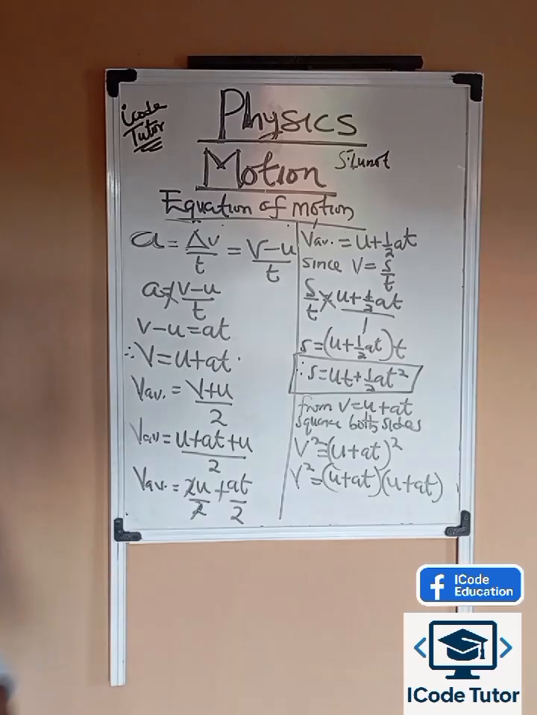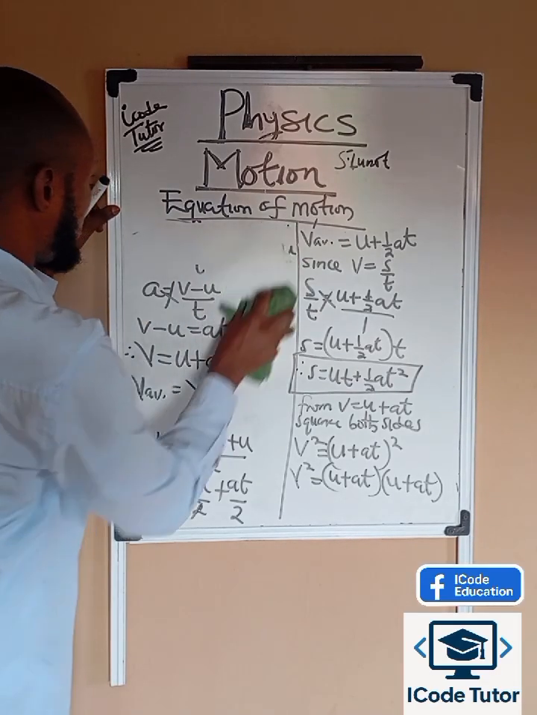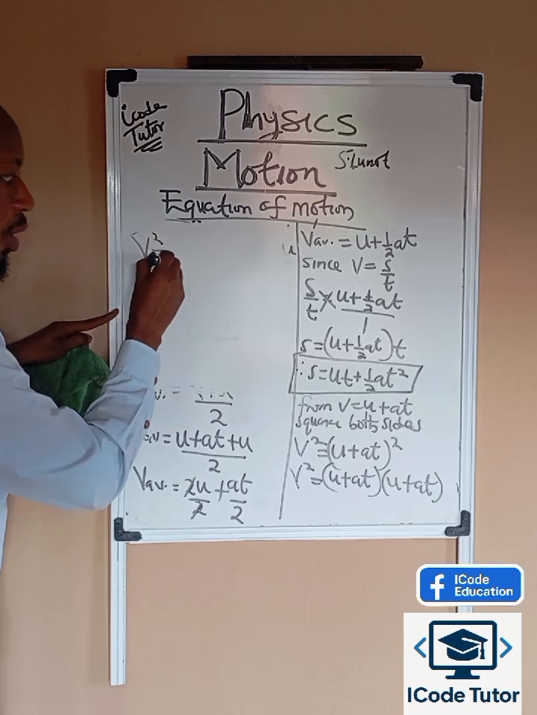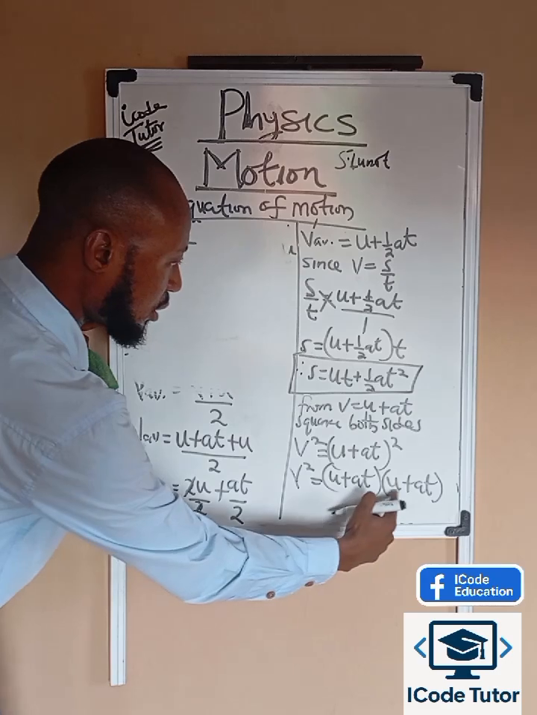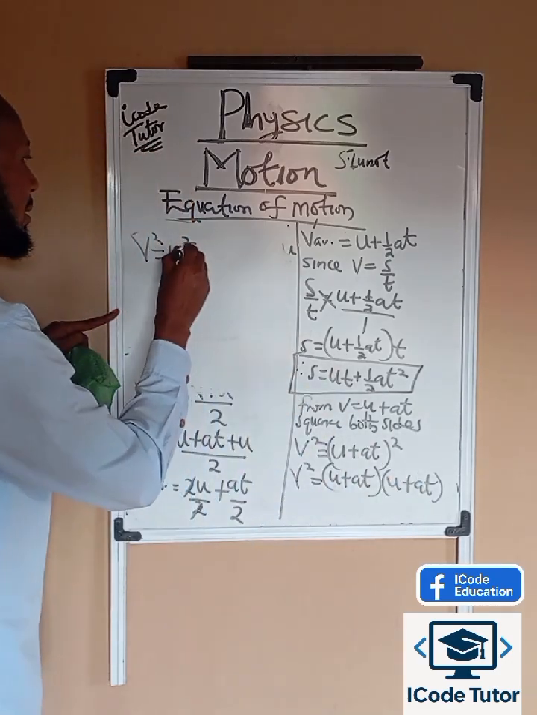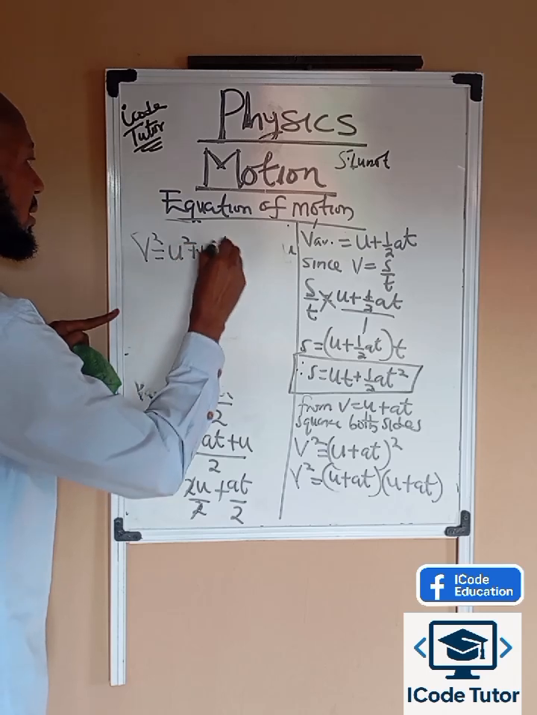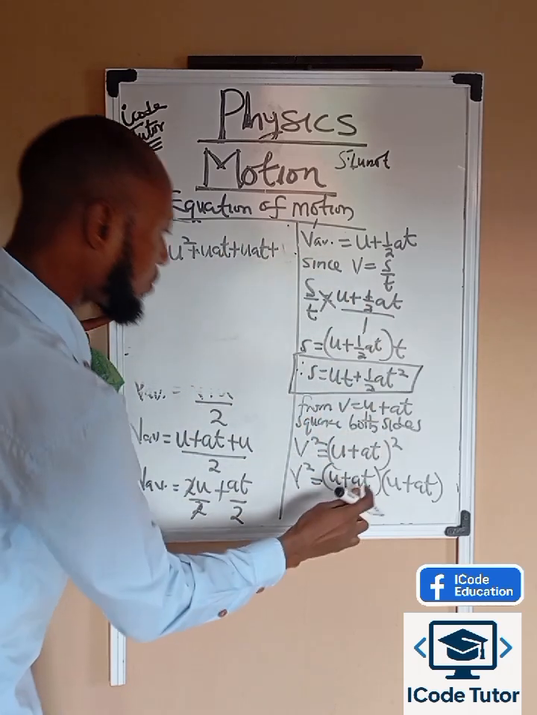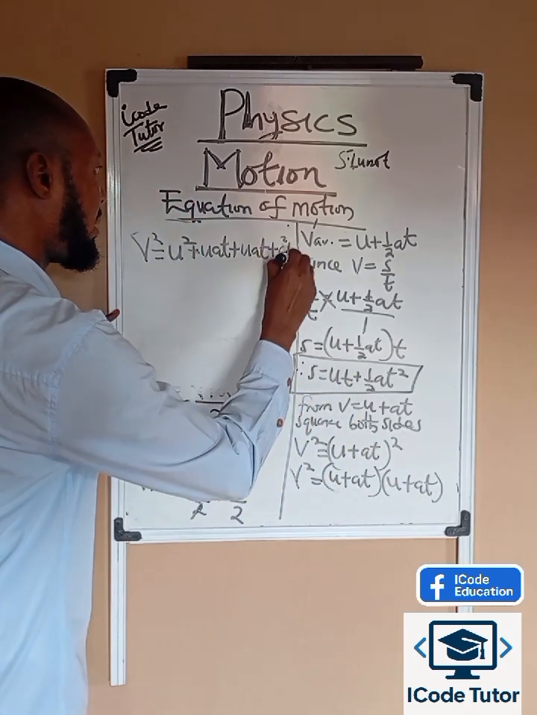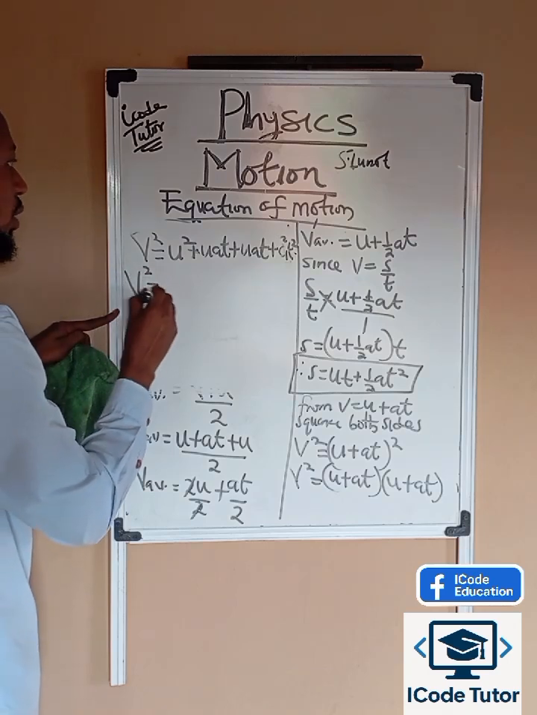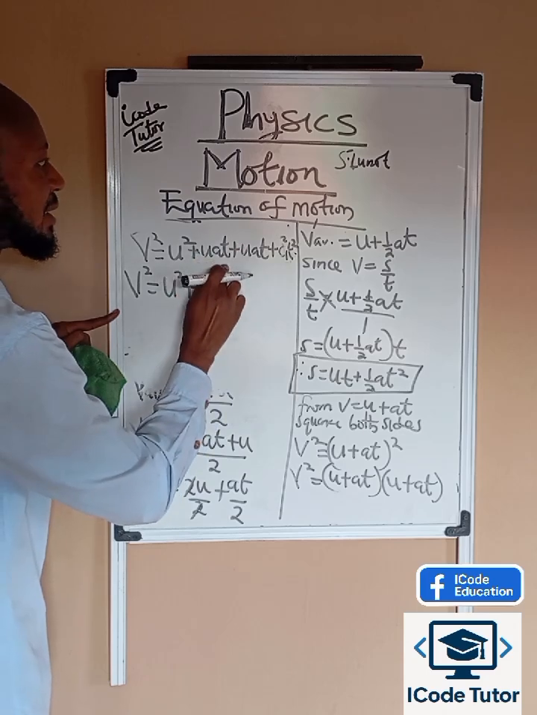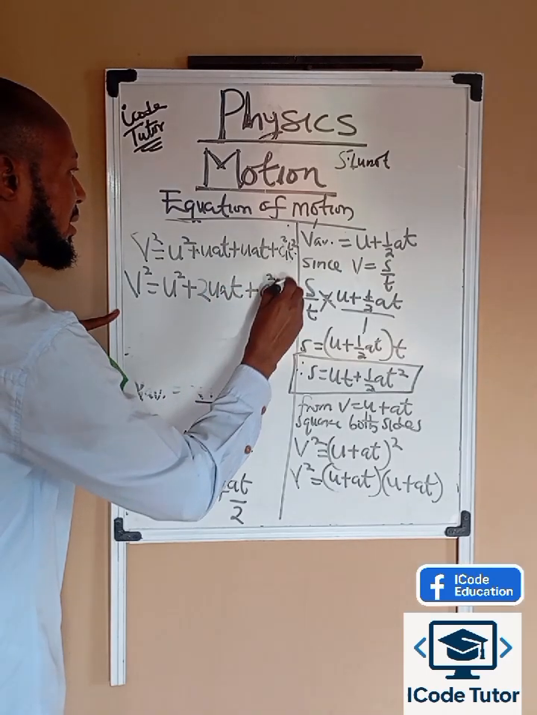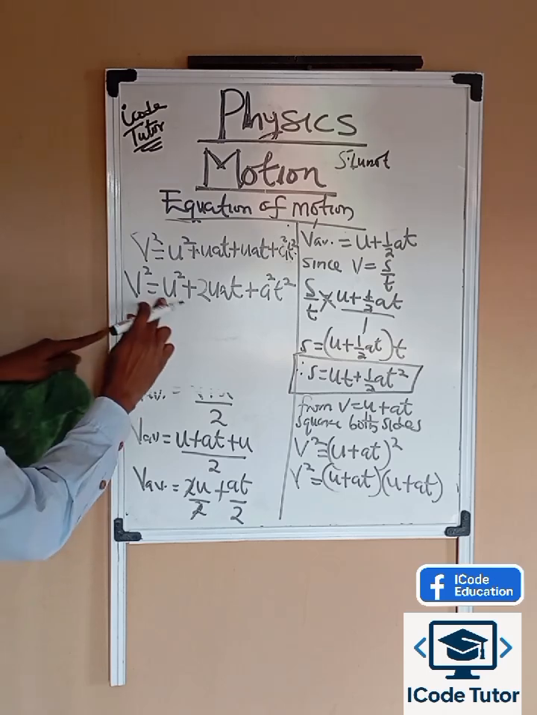Now, the next thing is to open the bracket. When we open this bracket, we are going to arrive at V squared equals U squared, that is U times U is U squared, plus UAT, plus UAT again, plus A squared T squared. Now the next thing will be V squared equals U squared plus UAT plus UAT, that's 2UAT, plus A squared T squared. Now the next thing is to factorize this.